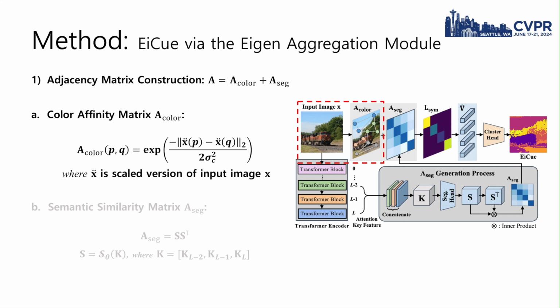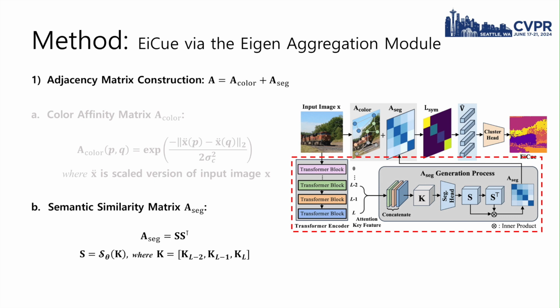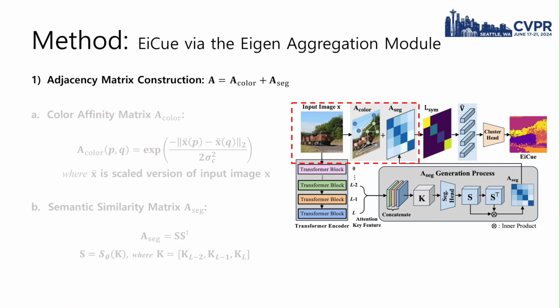The adjacency matrix is the summation of the color affinity matrix and semantic similarity matrix. First, the color affinity matrix is computed by the color distance. This affinity matrix captures the pairwise relationship between the patches based on the colors. Specifically, we use the RBF kernel as the distance function, as described in the equation. Then the semantic similarity matrix is formed by the product of tensor S and its transpose. Tensor S is derived by hierarchically concatenating key attention features from the last three layers of a pre-trained vision transformer, as processed through the segmentation head S theta. The final adjacency matrix is the sum of A color and A seg.